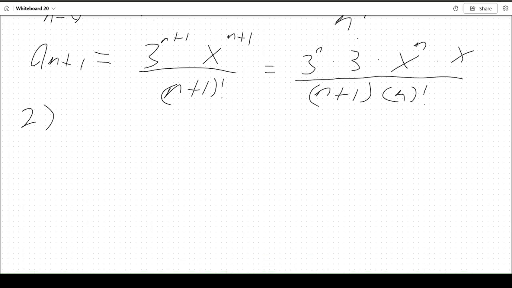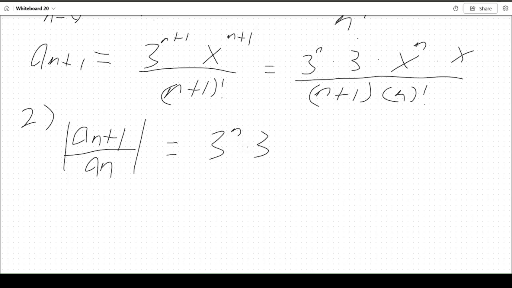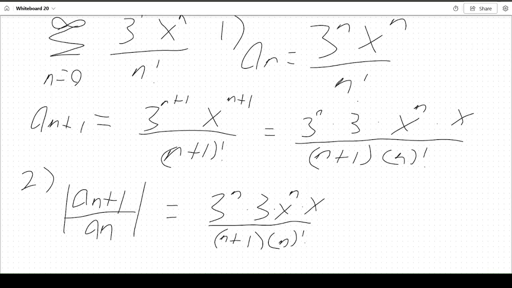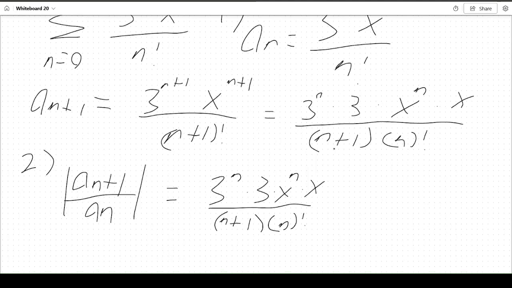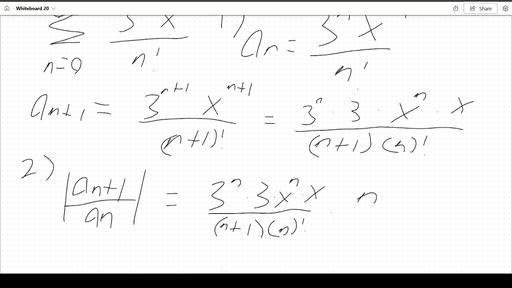For the second step, we plug in our equation. You do a_(n+1) over a_n, with the absolute values. And when you're dividing by a_n, you can just multiply by the reciprocal. Our a_n was this number, so we can just multiply by the reciprocal of that.